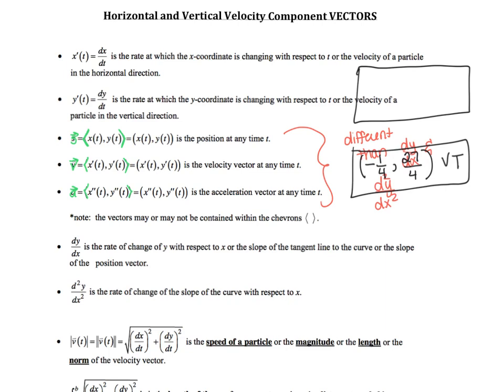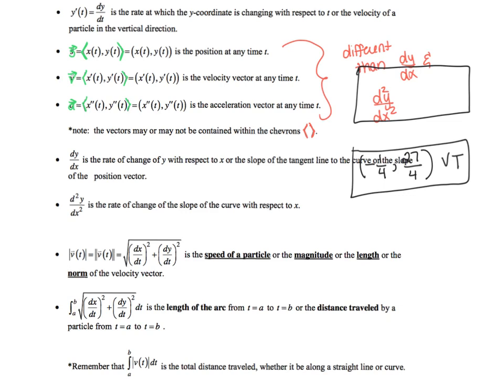This is different. Note that vectors may or may not be contained with the chevron notation. It is usually what I'm going to use, but it could be different. So again, just note that it's different than the dy dx and the second derivative, that's what I've noted here in the next two bullets.